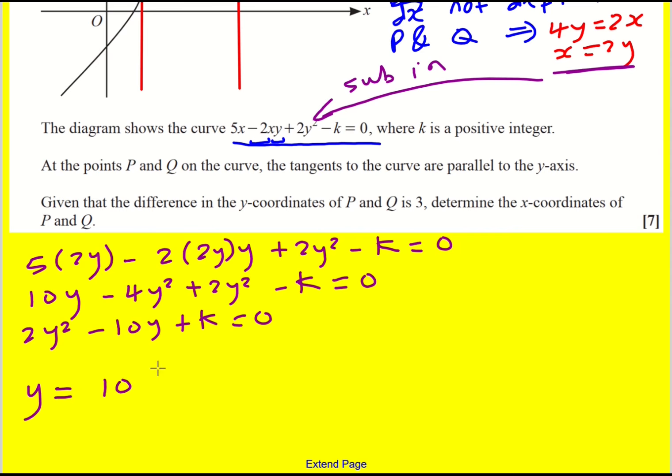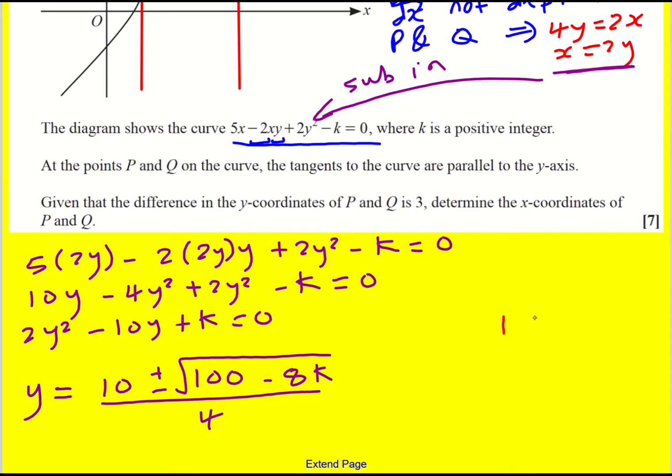y is going to be 10 plus or minus the square root of 100, that's my b squared, minus 4ac, that's going to be 8k, square rooted, all over 4. That's my 2a. Now, for the next bit, I'm just going to make it simpler.